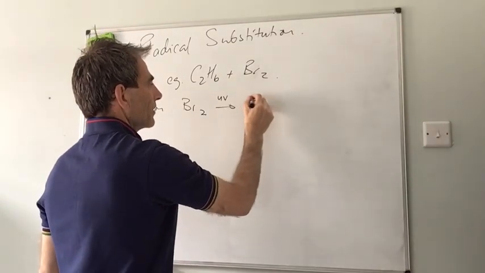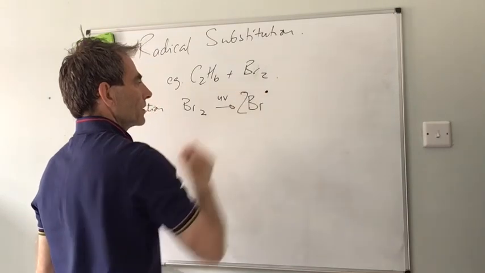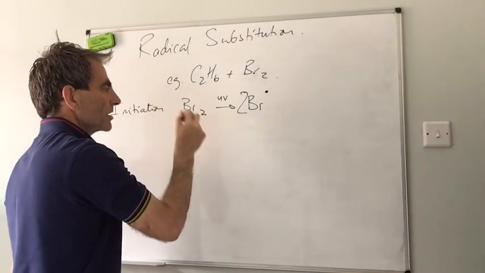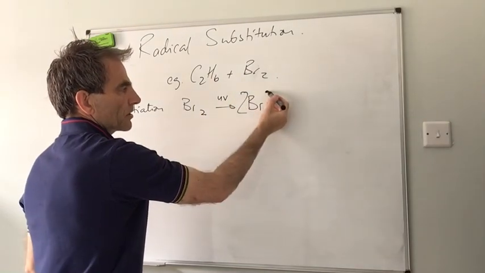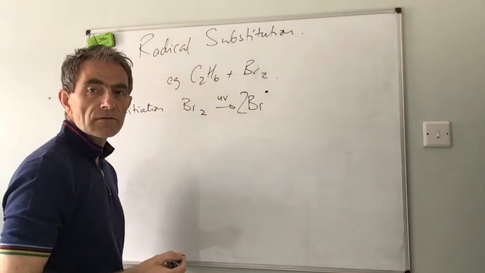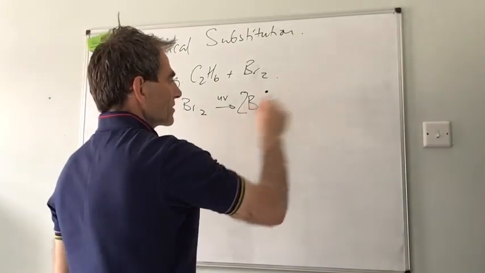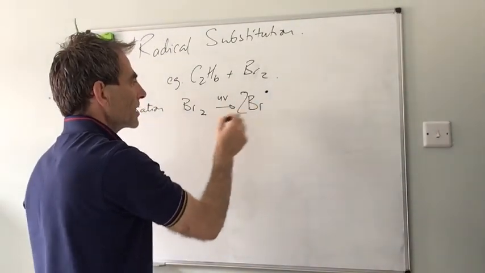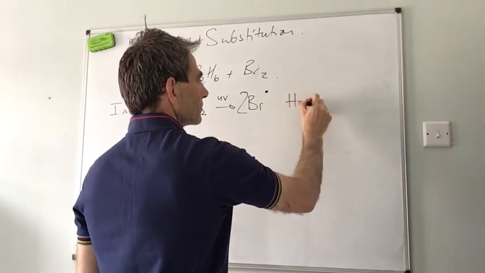So the equation basically looks like this. The bromine molecule is broken and creates two free radicals. And obviously the free radical is represented by that dot there, which represents an unpaired electron. So if I just show you what's happening there, because there's a special term for this type of bond breaking, it's known as homolytic fission.